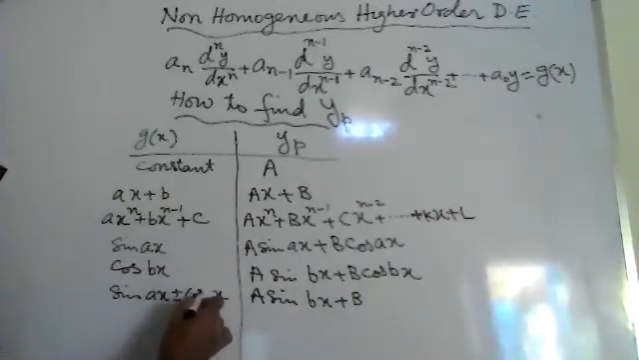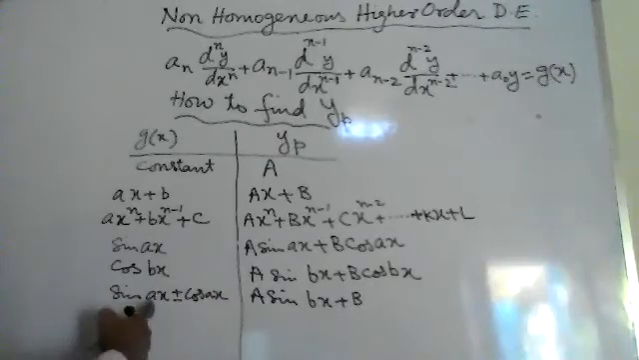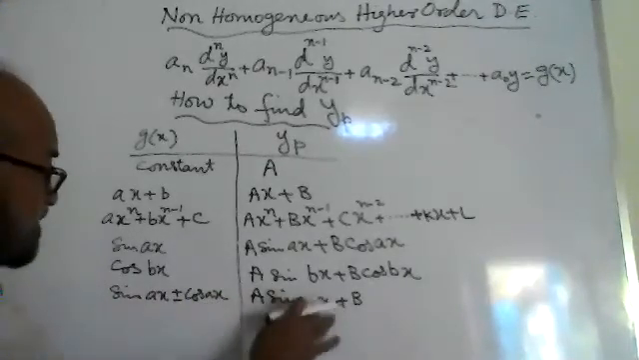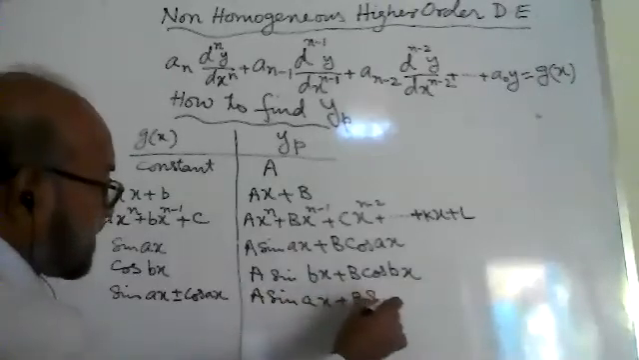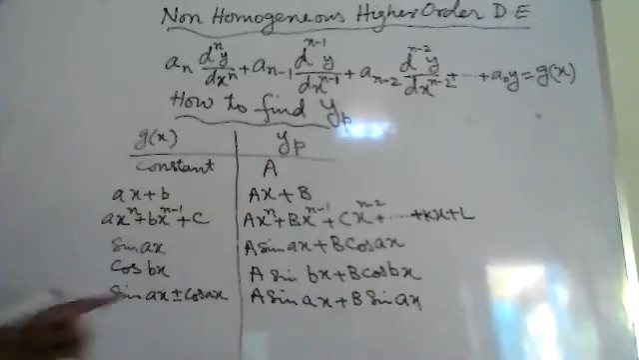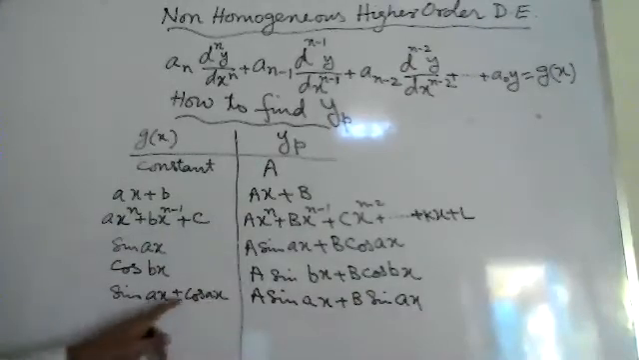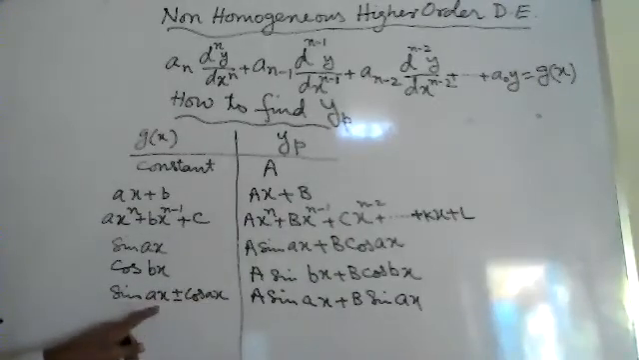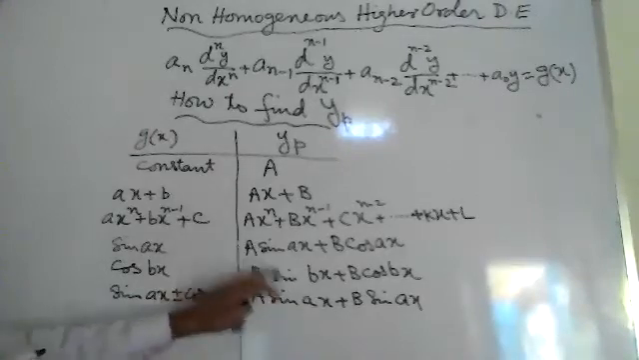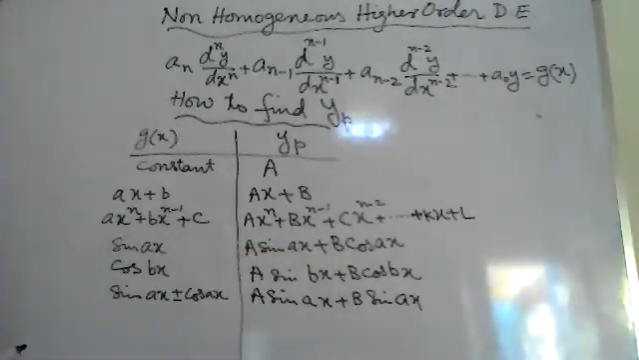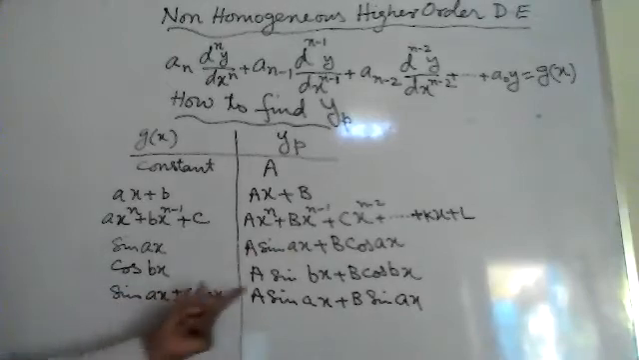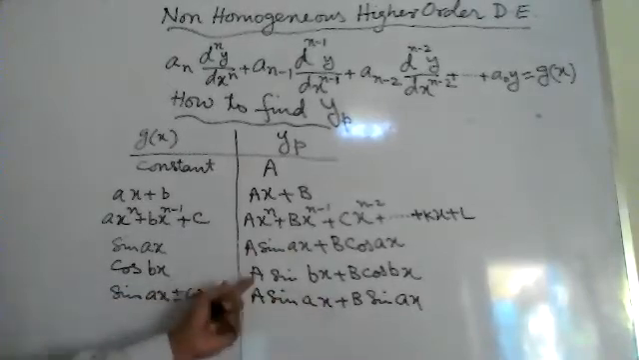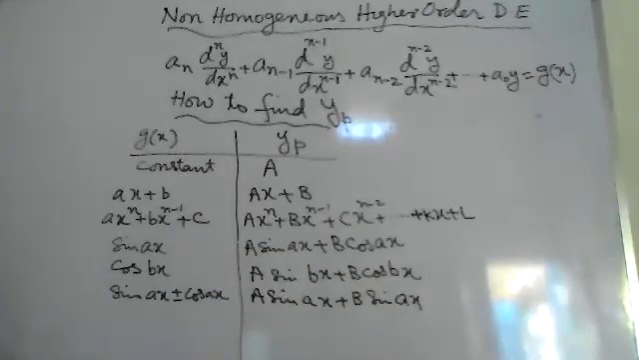If both have the same angle, sine of the same angle, cos of the same angle, we take the same function, A sine ax plus B cos ax, whatever it is. But if they are two different, here is ax, here is bx. So for ax, we will take the same thing, and for bx, we will take this same thing. So there will be two.